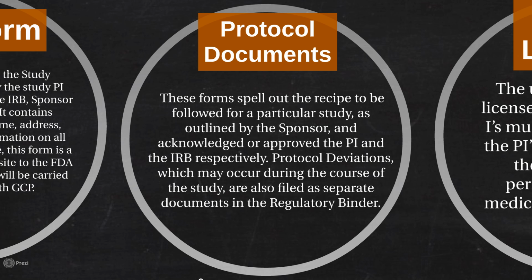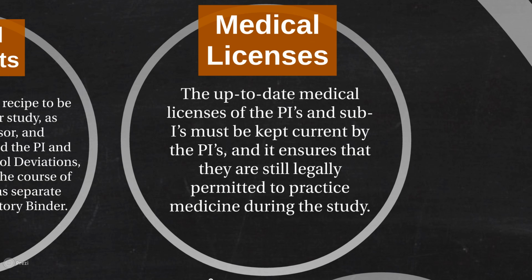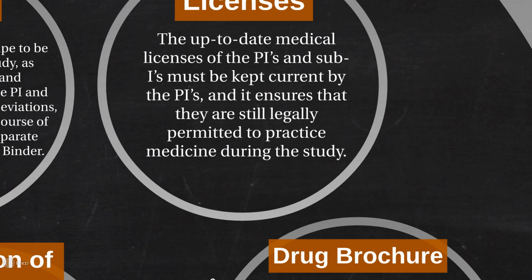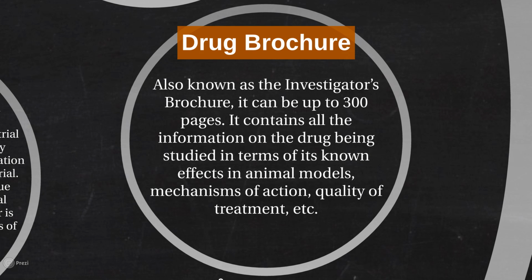IRB approved it. Protocol deviations do happen, and we talk about that later. Then you keep the up-to-date medical licenses of the investigators on file. You got the drug brochure, which is also known as the investigator's brochure. These are lengthy. They could be up to 300 pages. It contains all the known information of the drug being studied.